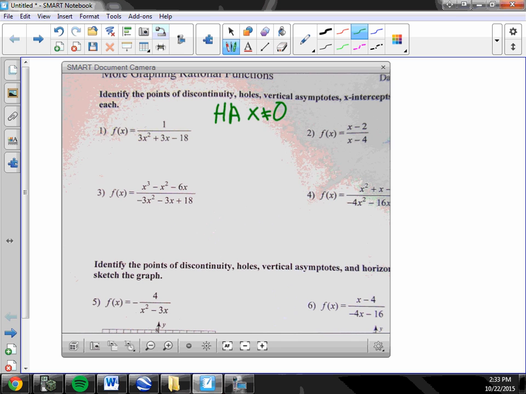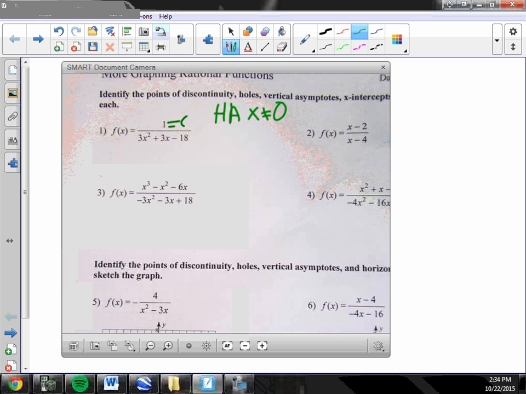Where does this graph hit the x-axis? Well, we set the top equal to 0. Set the top equal to 0. When is that true? When does 1 equal 0? Never, so this has no roots.